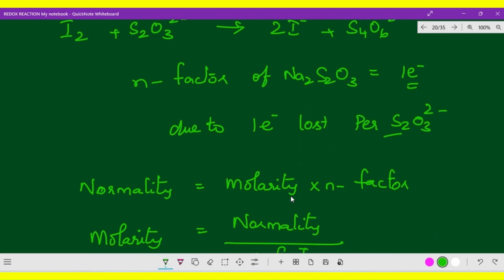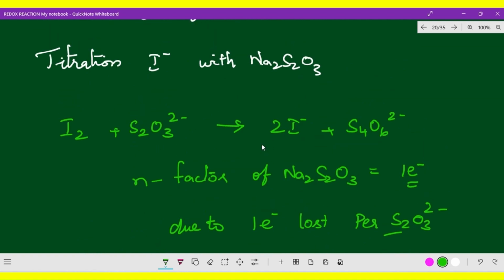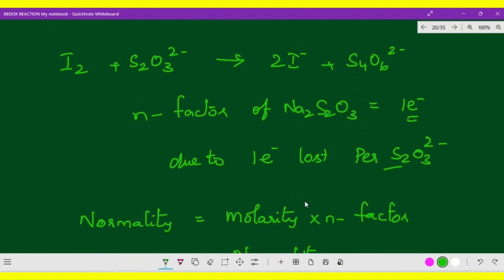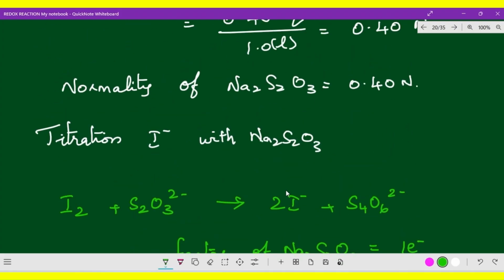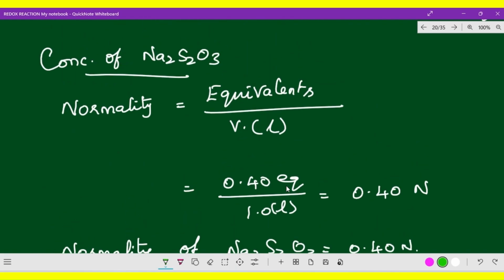Let us check. I hope you got the clarity. How do we go for it? Here mixture of n factor we have found. Then after the titration against iodine with the Na2S2O3, how do we identify? That is from the normality. Then we can go and find the number of electrons exchanged, that is n factor. Then finally we can get the molarity of the thiosulfate solution.